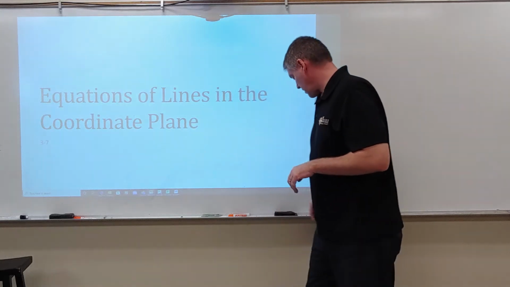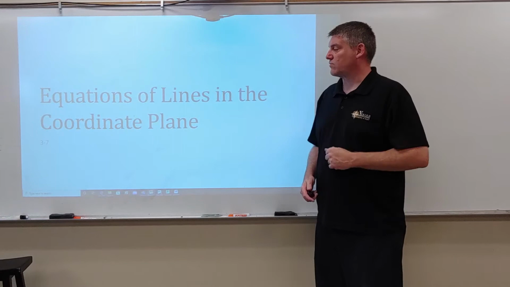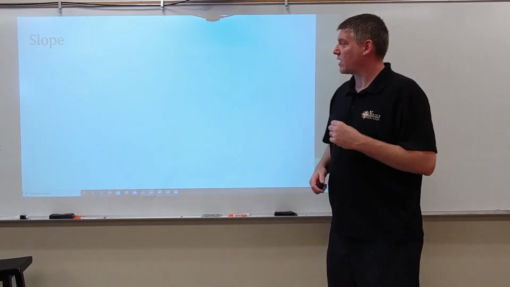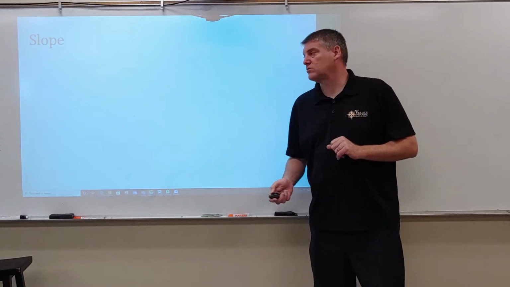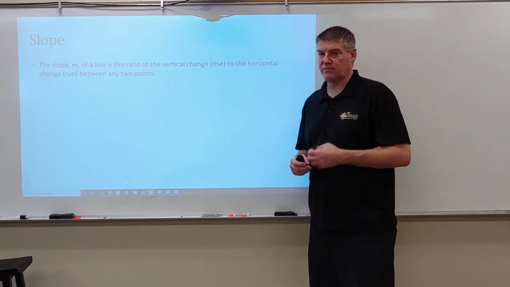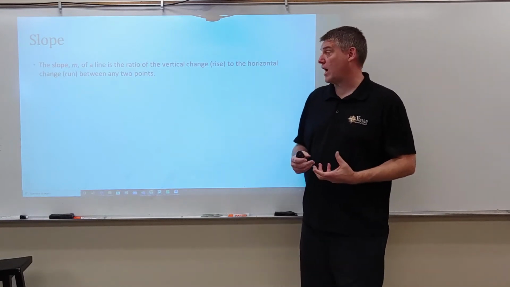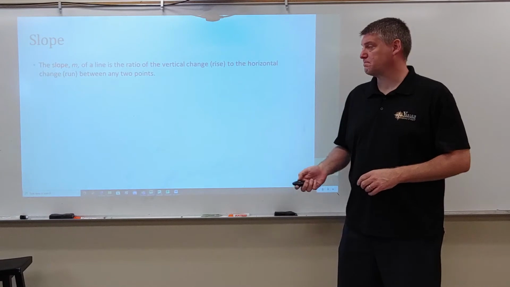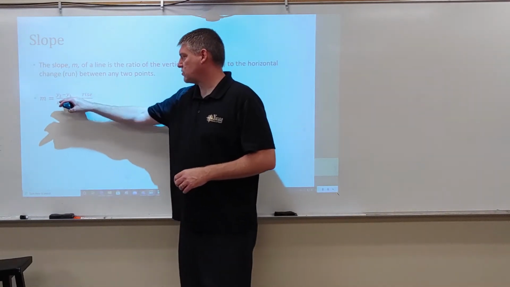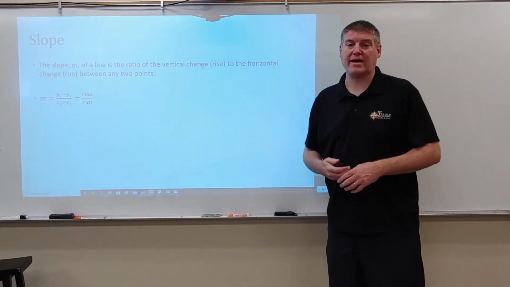All right, we're going to talk about equations of lines in the coordinate plane. Many of you guys are really familiar with these, but we're going to talk about them. Slope. So slope, m, of a line is the ratio of the vertical change, called the rise, to the horizontal change, called the run, between any 2 points. So you might have seen slope is y2 minus y1 over x2 minus x1. You might have heard that called the rise over the run.